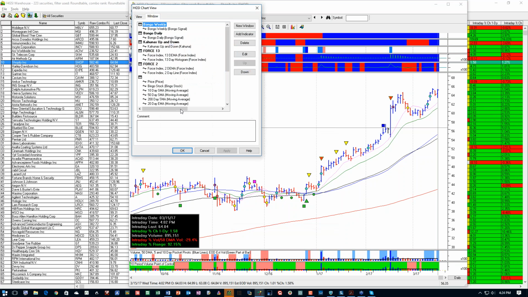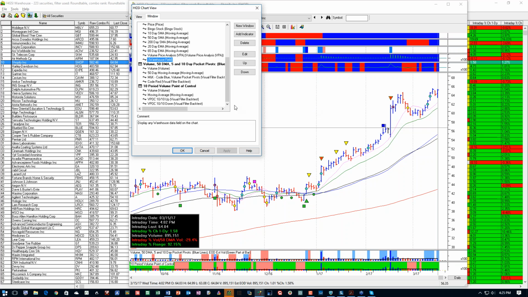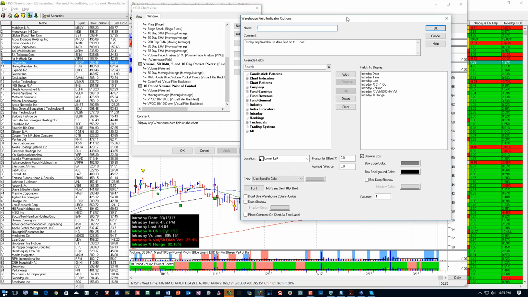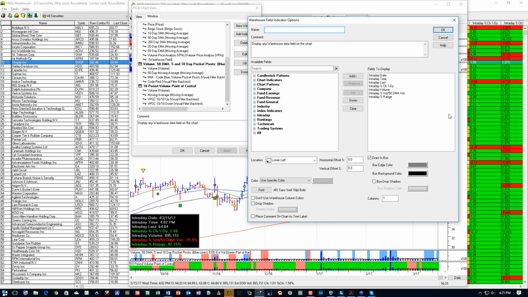So let's open this up. And it's in the price window, and it's the warehouse field. So if I edit this, you can see that it opens up the warehouse fields, and you can put anything you want over here. This is an intraday chart, so I just have intraday information in here.